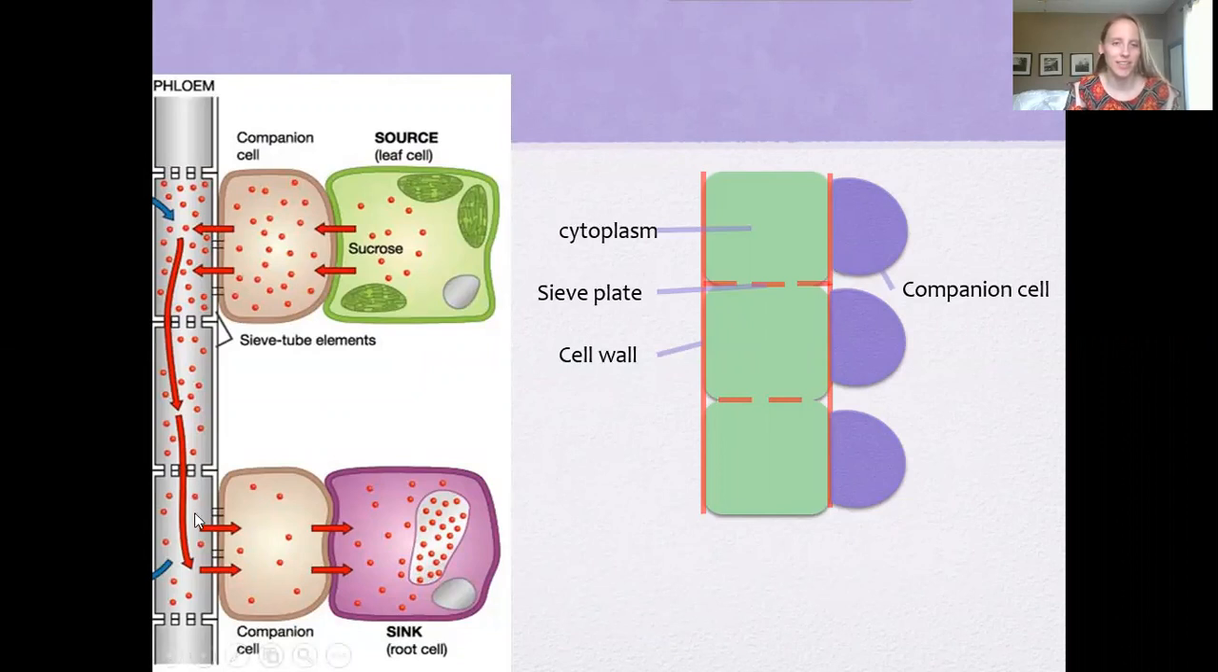And then this is just another diagram over here. Again, this is the phloem tube, with each of the individual cells separated by these sieve plates. They have the companion cells, which are regulating specifically when the sugar goes into the phloem tube and then when it comes out of the phloem tube.